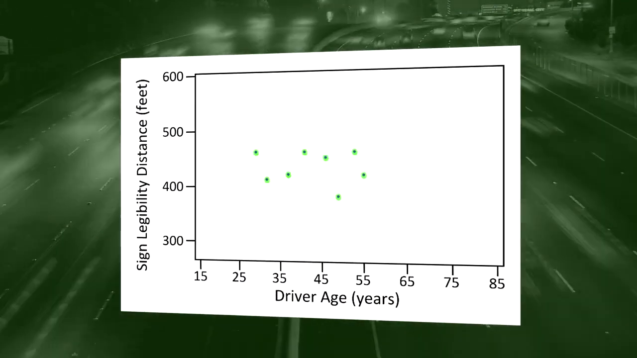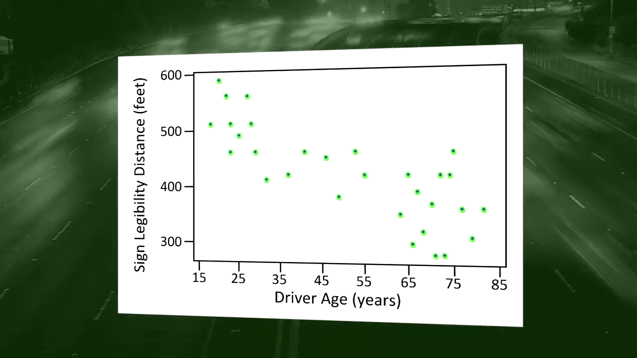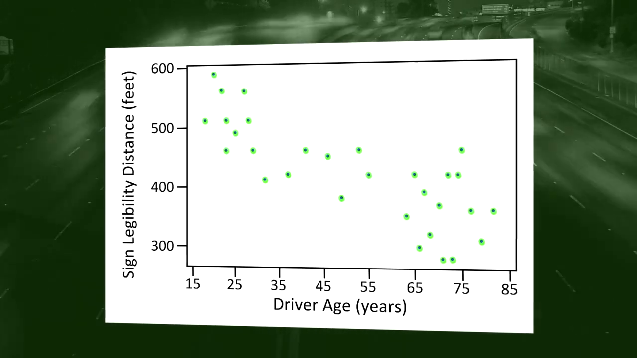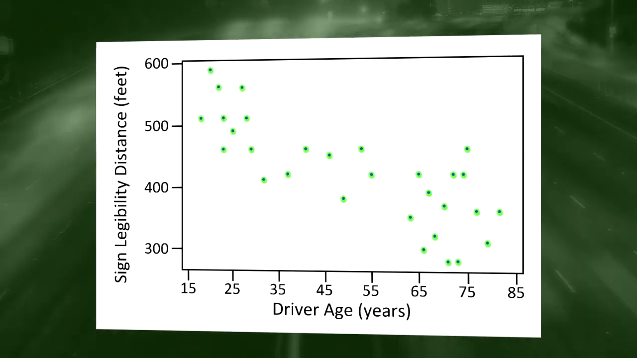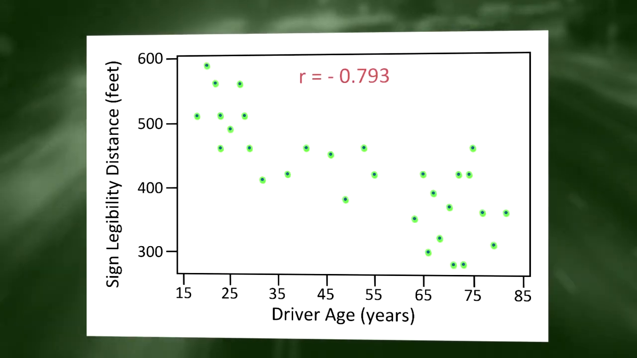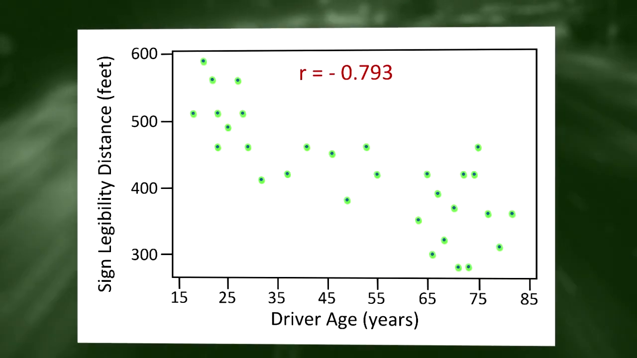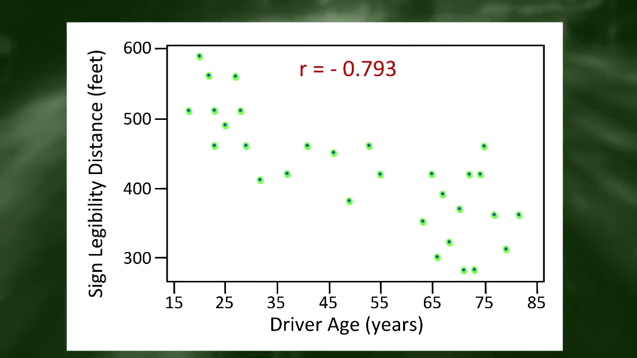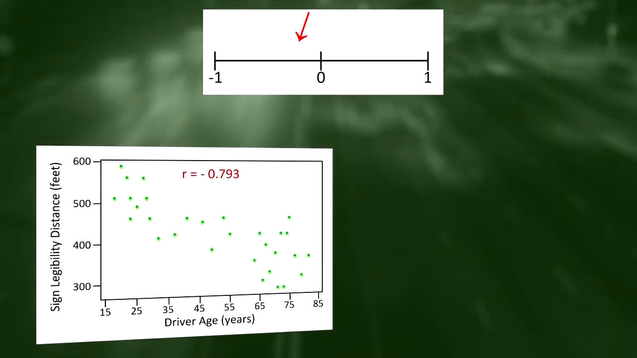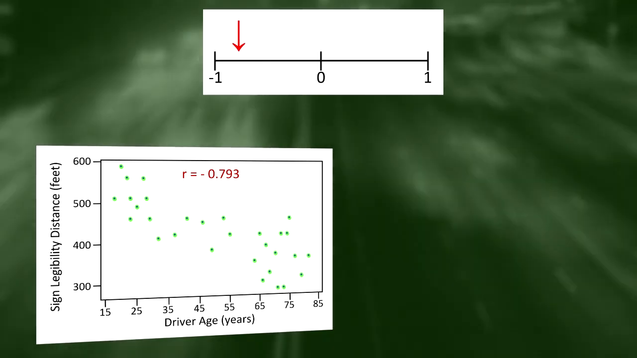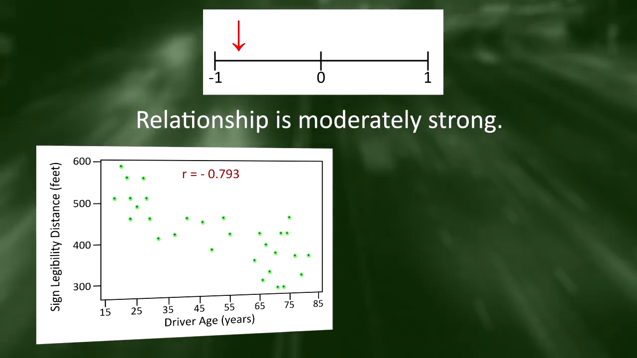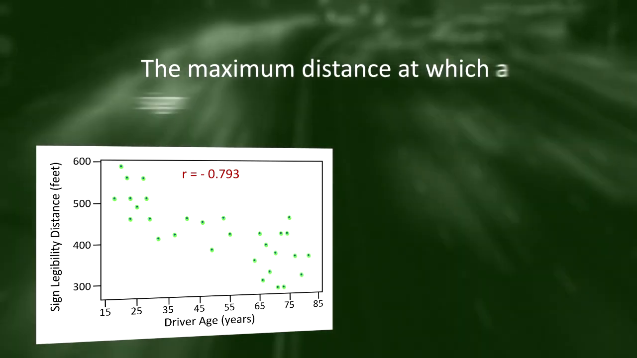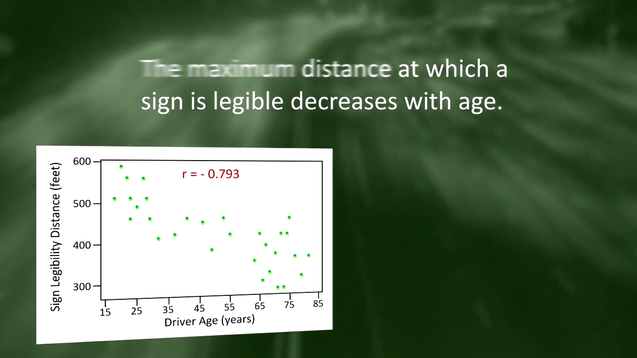Here's a scatterplot for the data, which shows a negative linear relationship between the age of a driver and the maximum distance at which a highway sign was legible. What about the strength of the relationship? It turns out that the correlation between the two variables is r equal to negative 0.793. Since r is less than 0, it confirms that the direction of the relationship is negative. Since r is relatively close to negative 1, it suggests that the relationship is moderately strong. In context, the negative correlation confirms that the maximum distance at which a sign is legible generally decreases with age.